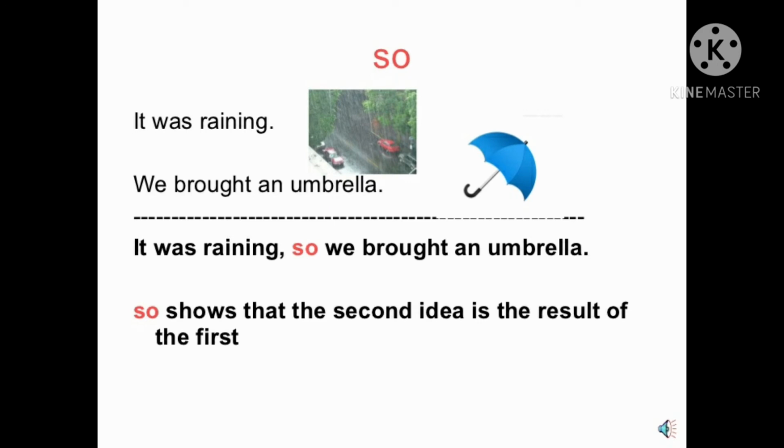It was raining, we brought an umbrella. So here it shows that the second idea is a result of the first. It shows us the result of the first one. It was raining, we brought an umbrella. So how will we write? It was raining, so we brought an umbrella. So here it shows that the second idea is the result of the first. It was raining, that's why we had taken the umbrella. So we brought an umbrella is the result of the first one.